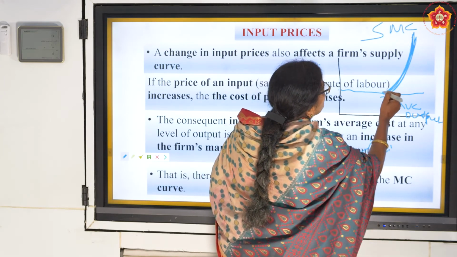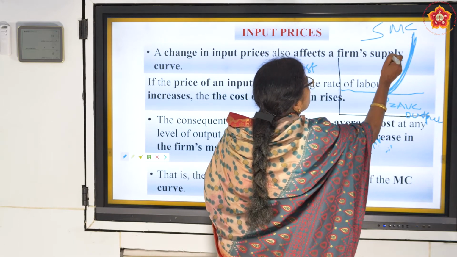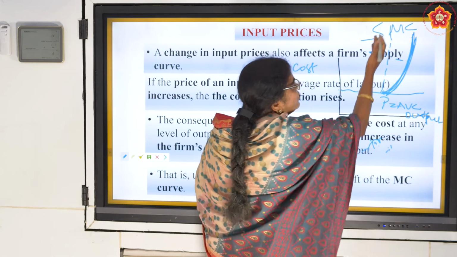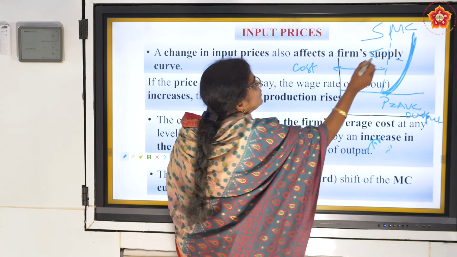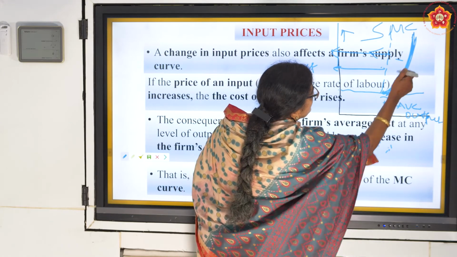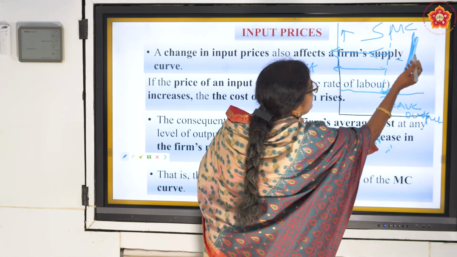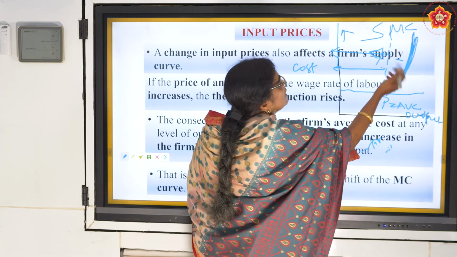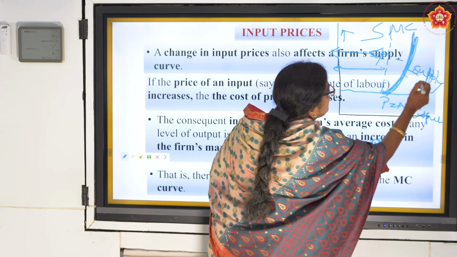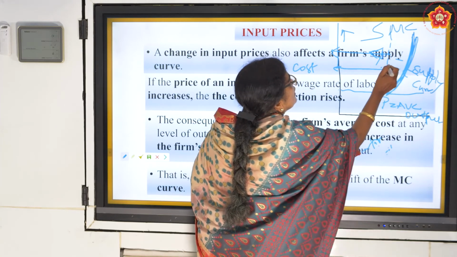What will happen when the cost increases? This cost curve will move leftward. Now the curve will become very vertical because the cost of production is going on increasing. When marginal cost moves leftward, what actually moves? The supply curve moves leftward.